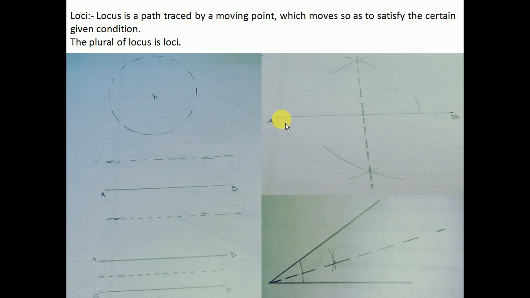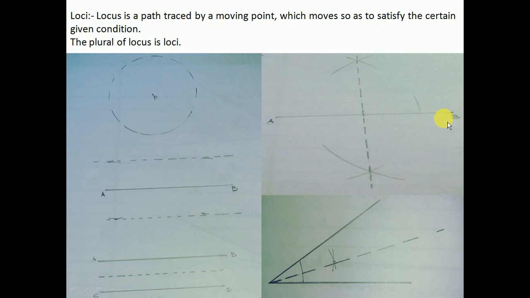Whereas, assume a point A and B is given, and I want a locus of points which is equidistant from both A and B. So, first of all, keep the compass over here. Take a length more than half of AB. Draw an arc this side as well as this side. Similarly, keep it at B. Draw an arc this side and this side. Join them. You know that this passes through the midpoint of AB. It's a perpendicular line. So, this is a locus of points which is equidistant from both A and B.